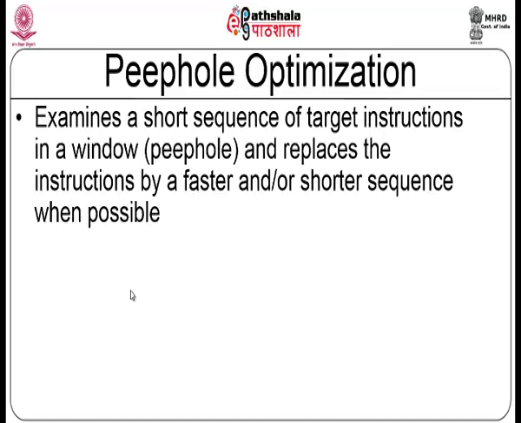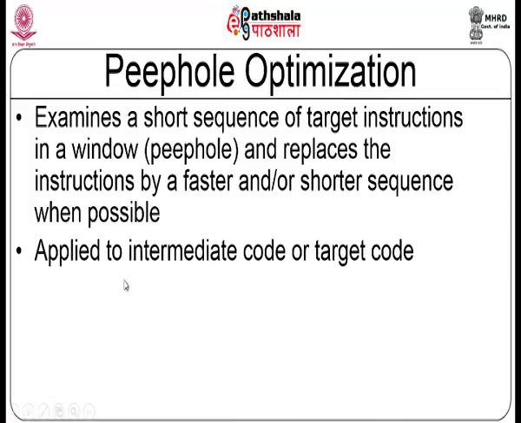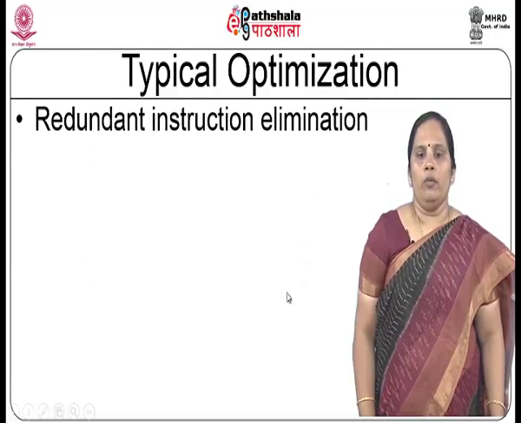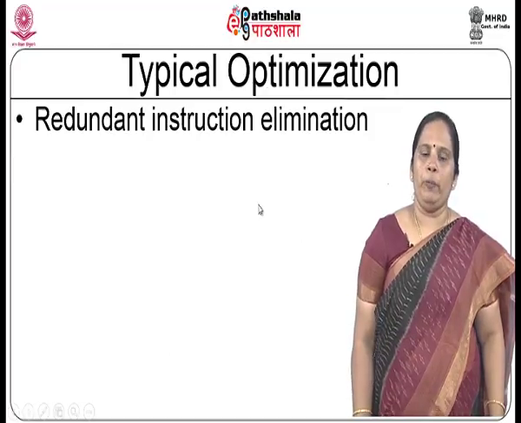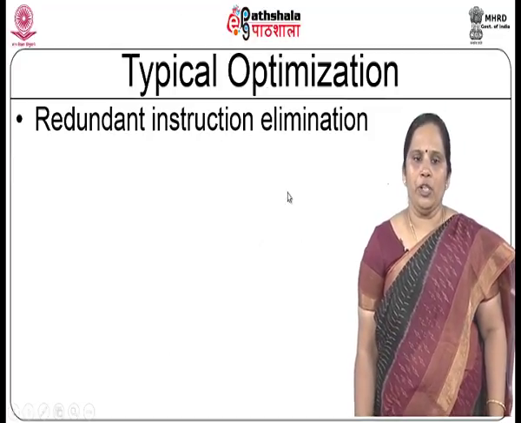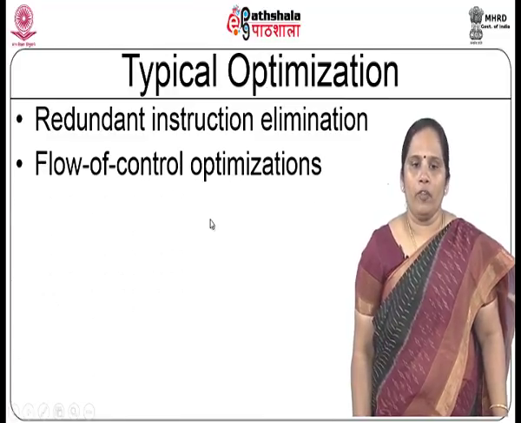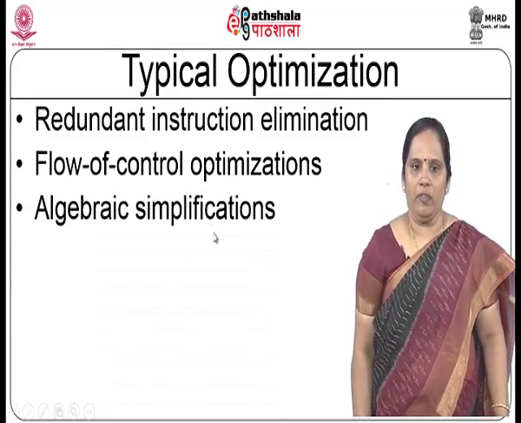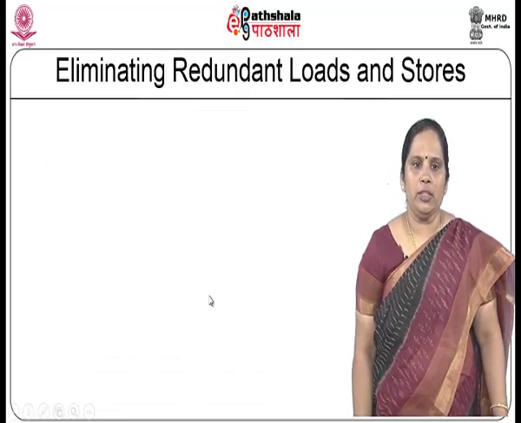That is what is called peephole optimization, where you try to replace the instructions by a faster or shorter sequence of instructions wherever possible. It is typically applied to intermediate code or target code, more to target code than intermediate code, because intermediate code would already have been optimized by the other optimization procedures. The typical optimizations possible with peephole are redundant instruction elimination, flow of control optimization, algebraic simplification, use of machine idioms, etc.